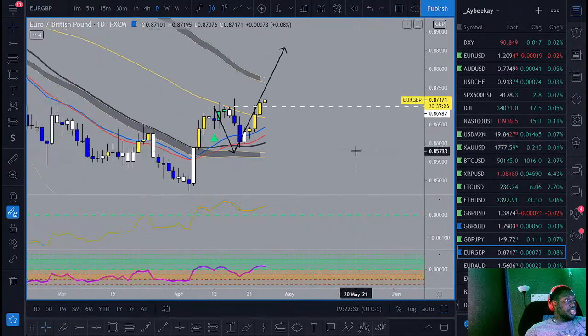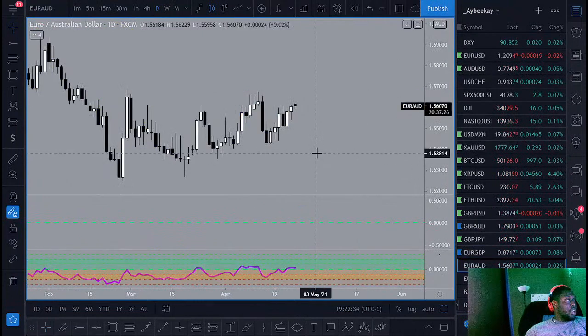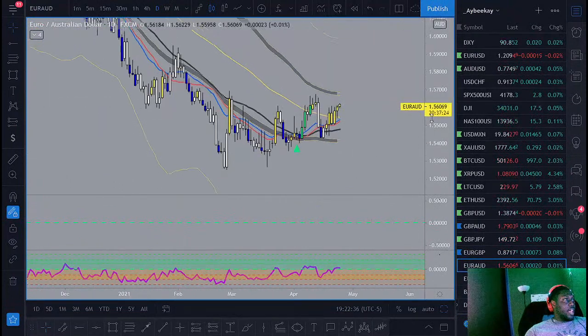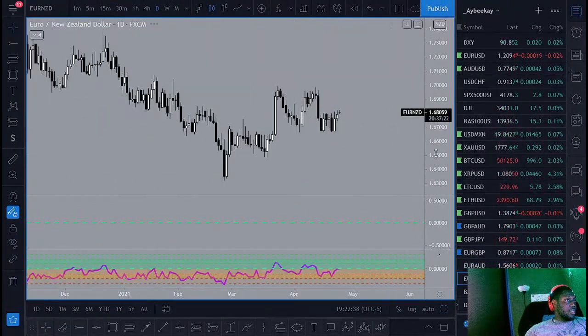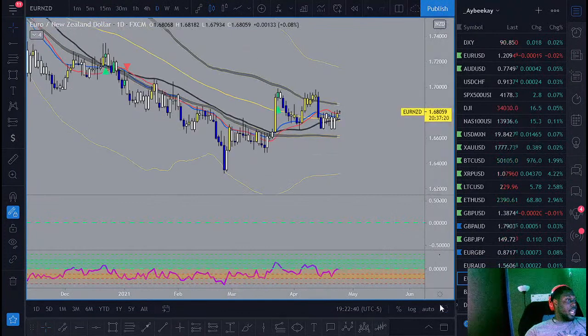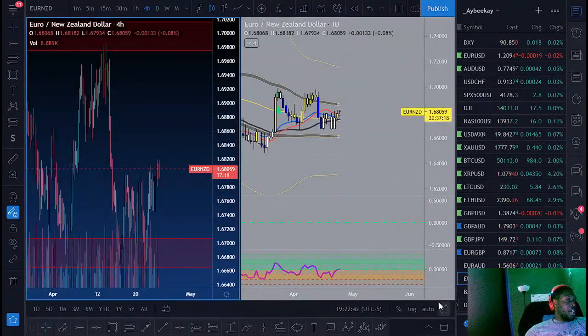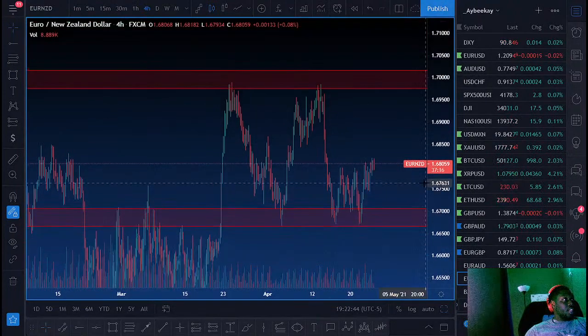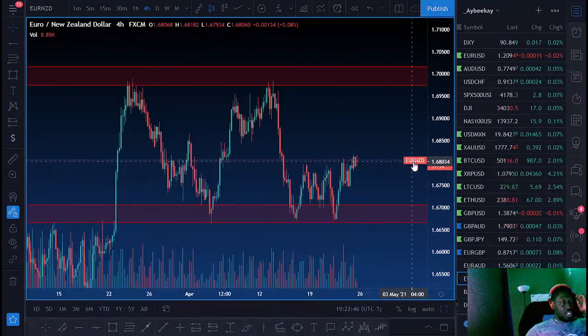So there's EG. I'm not gonna really talk much about it. And EA and EN, not really looking at those. Like I said, I'm trying to minimize my pairs that I look at, and EN and EA aren't pairs that I really care to trade.